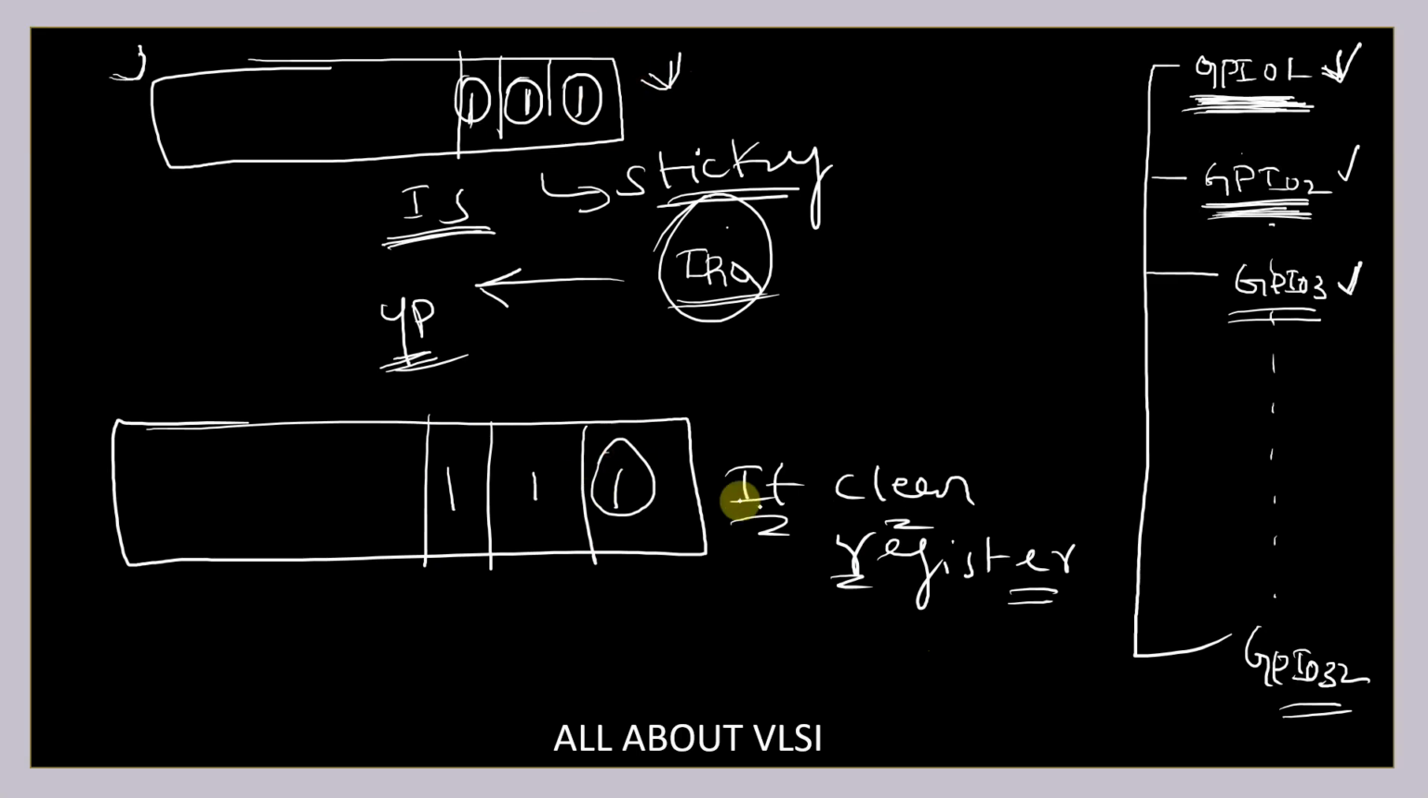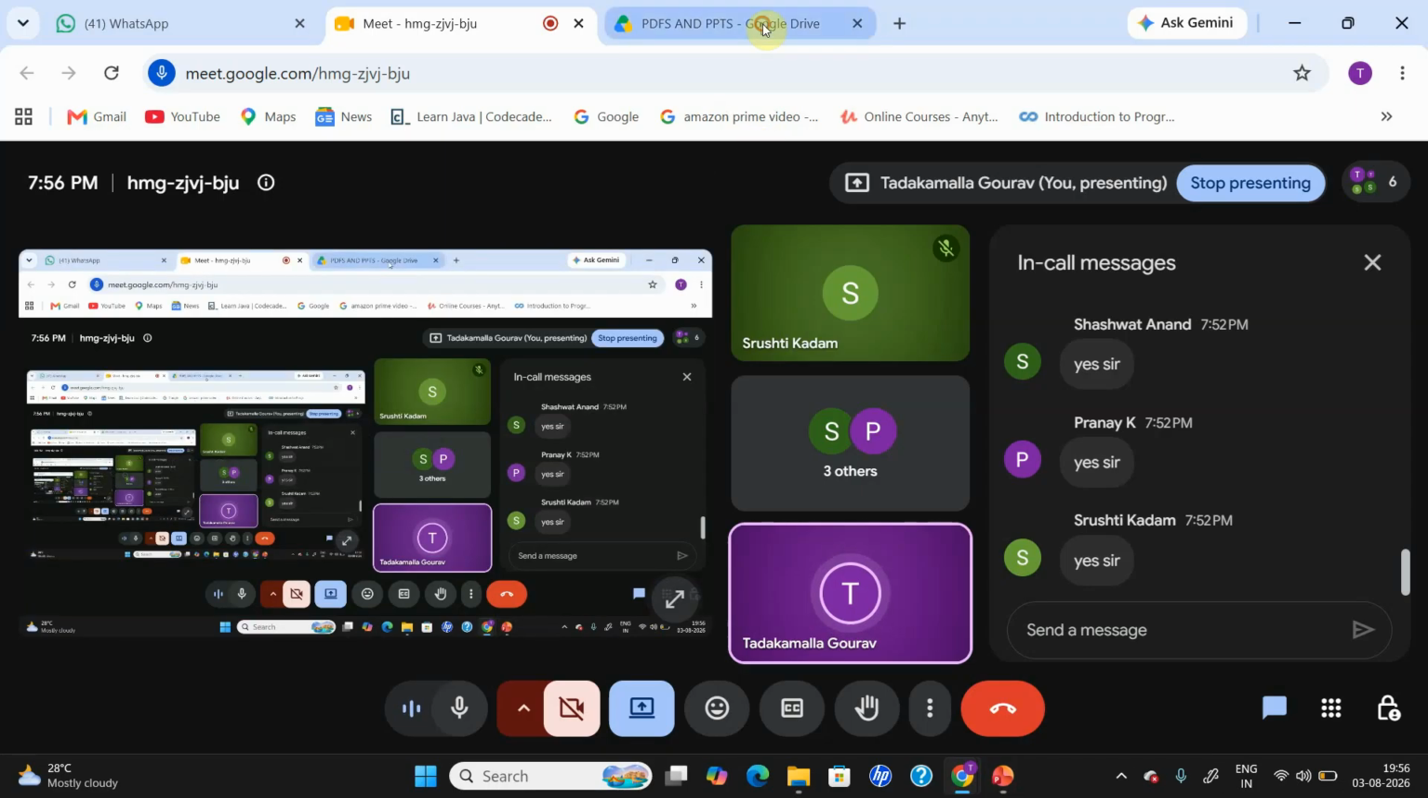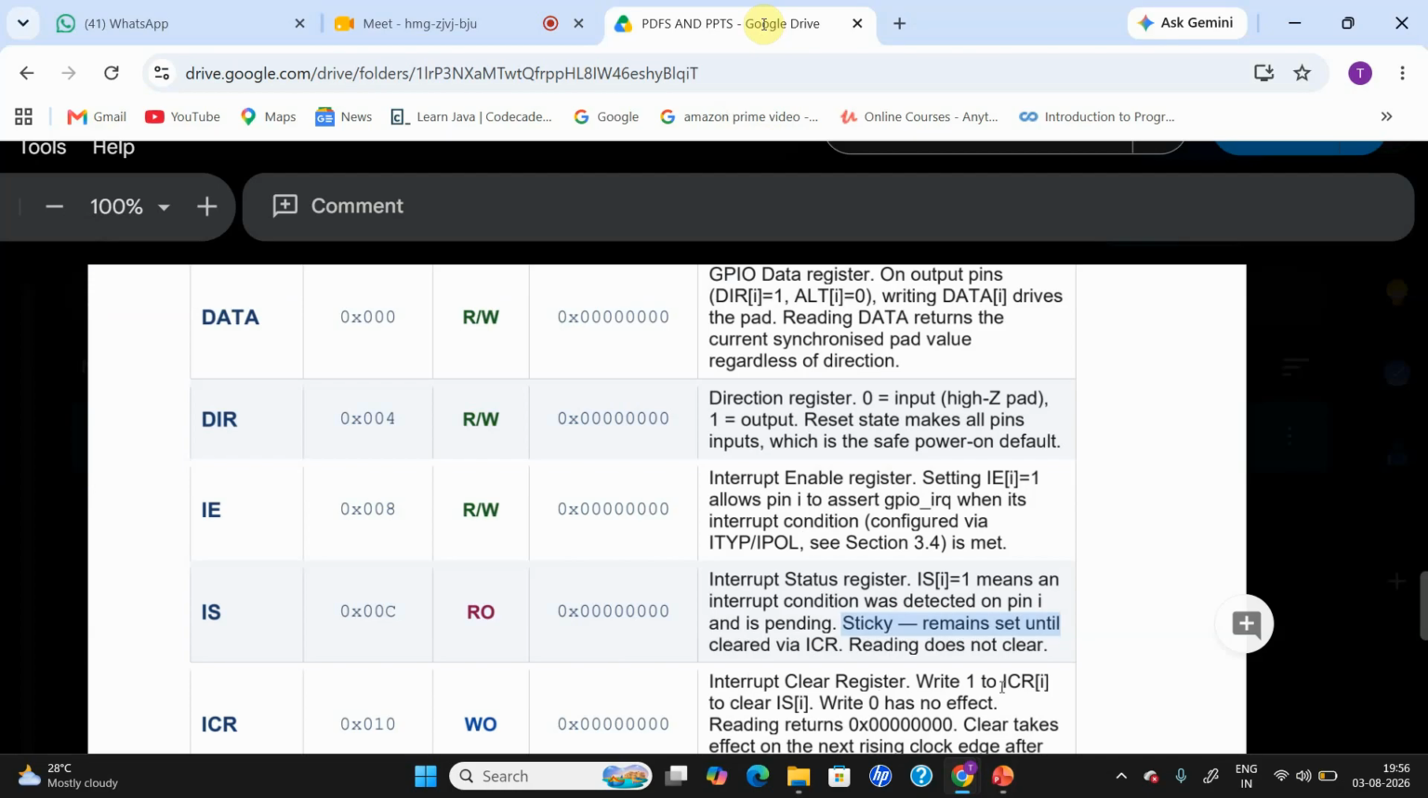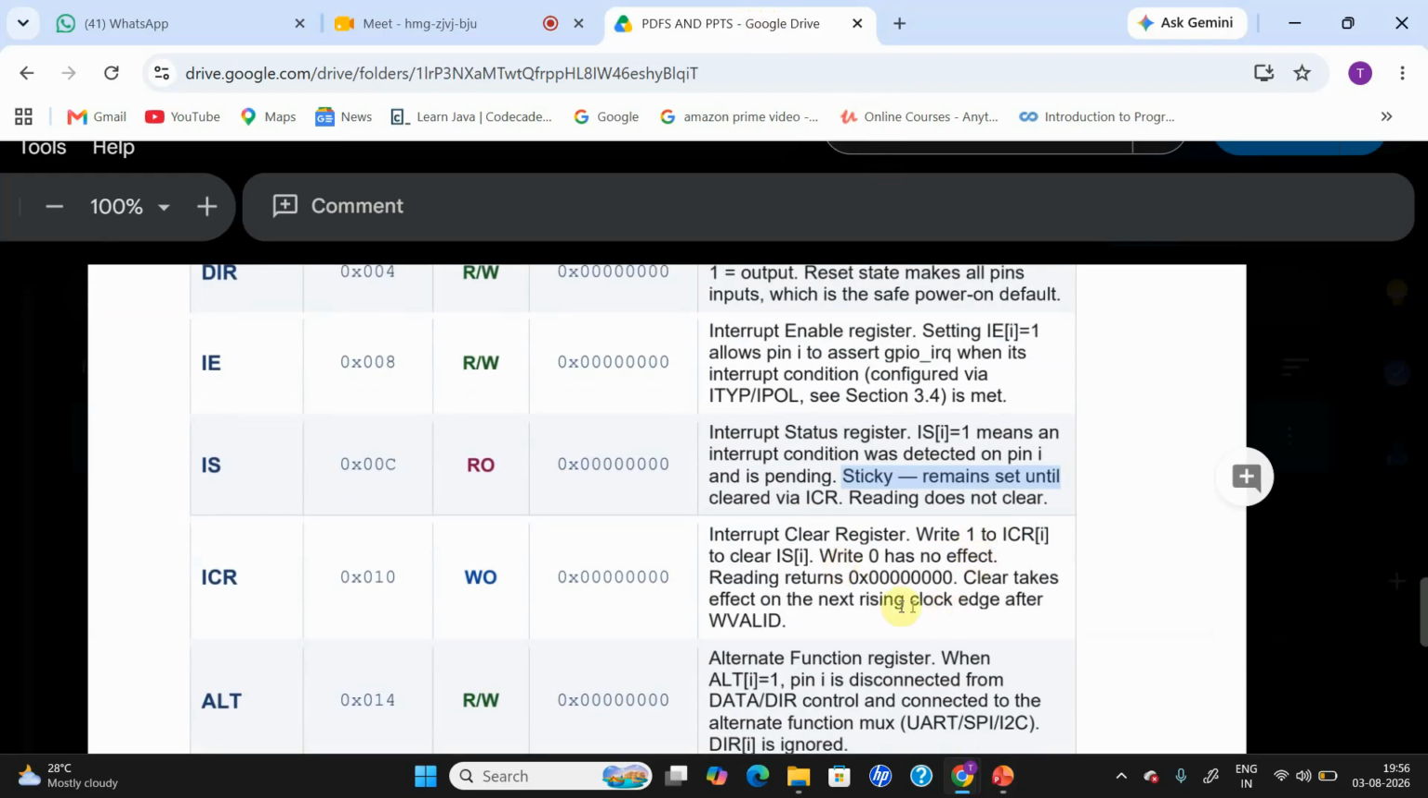So after reading, the processor is going to make the interrupt clear register pins equal to 1, and the controller will come to know that the processor has read the interrupt status, and now it can clear them. So using this interrupt clear register only, the controller is going to clear the interrupt status register. That is what is written over here: interrupt clear register, write 1 to clear the interrupt status register, and if you write 0, there is no effect. It takes effect on the next rising edge of the clock. So this is what we have in the case of my interrupt clear register.